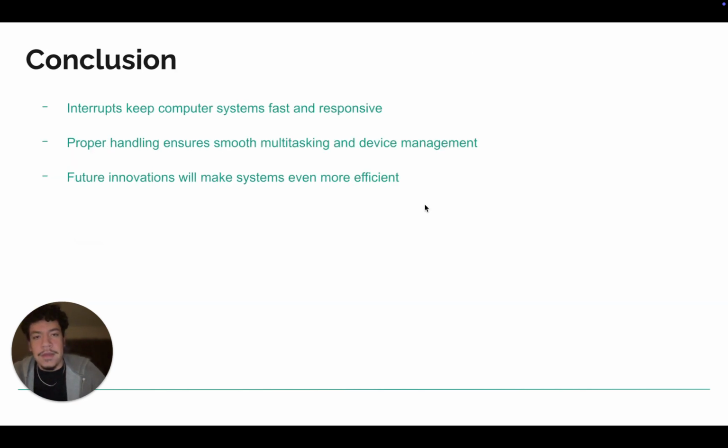But basically, that was a brief overview of interrupts. They keep everything running smoothly and make modern computing possible.